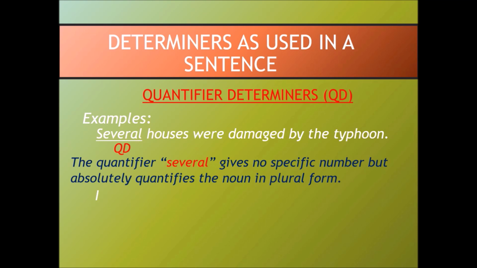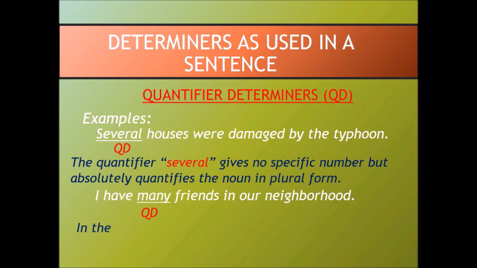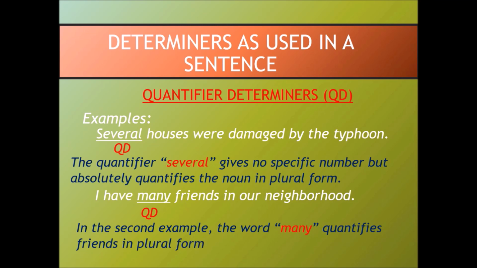In our second example, I have many friends in our neighborhood. Many is the quantifier determiner. So in the second example, the word many quantifies friends in plural form but does not give an exact number.